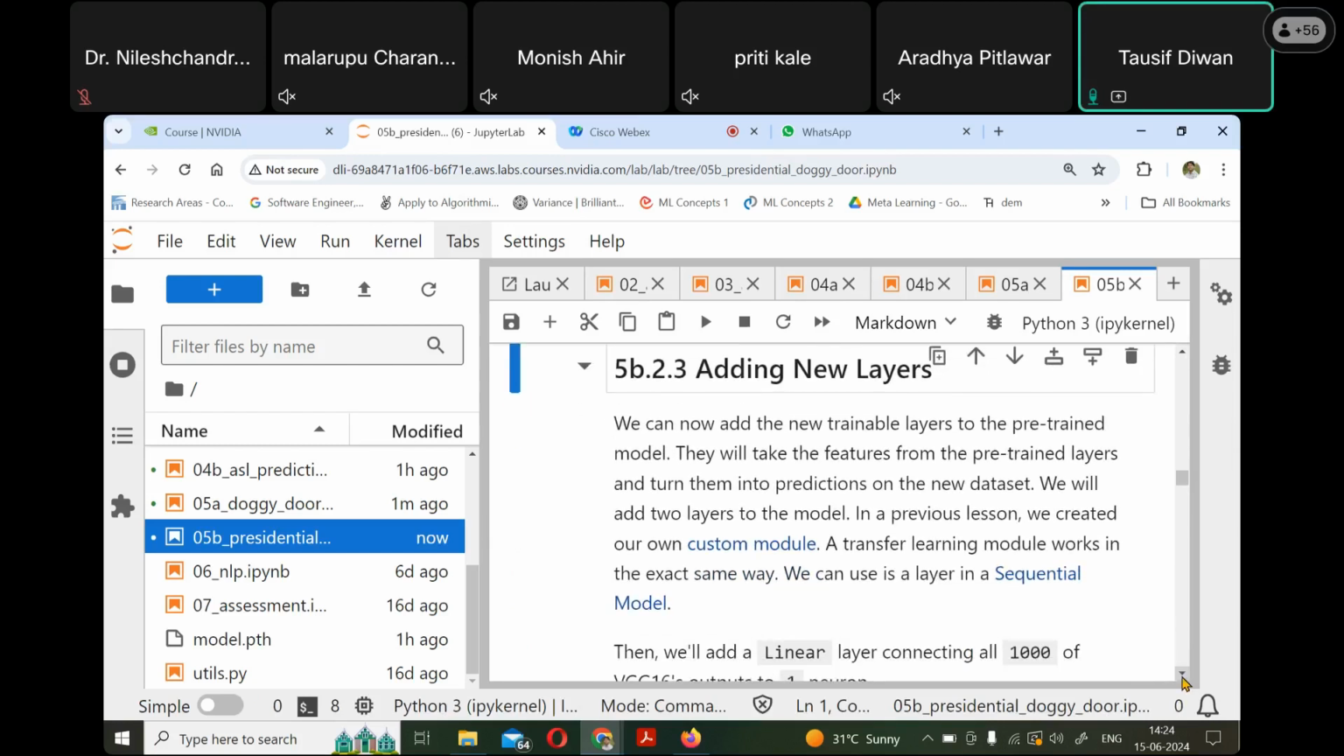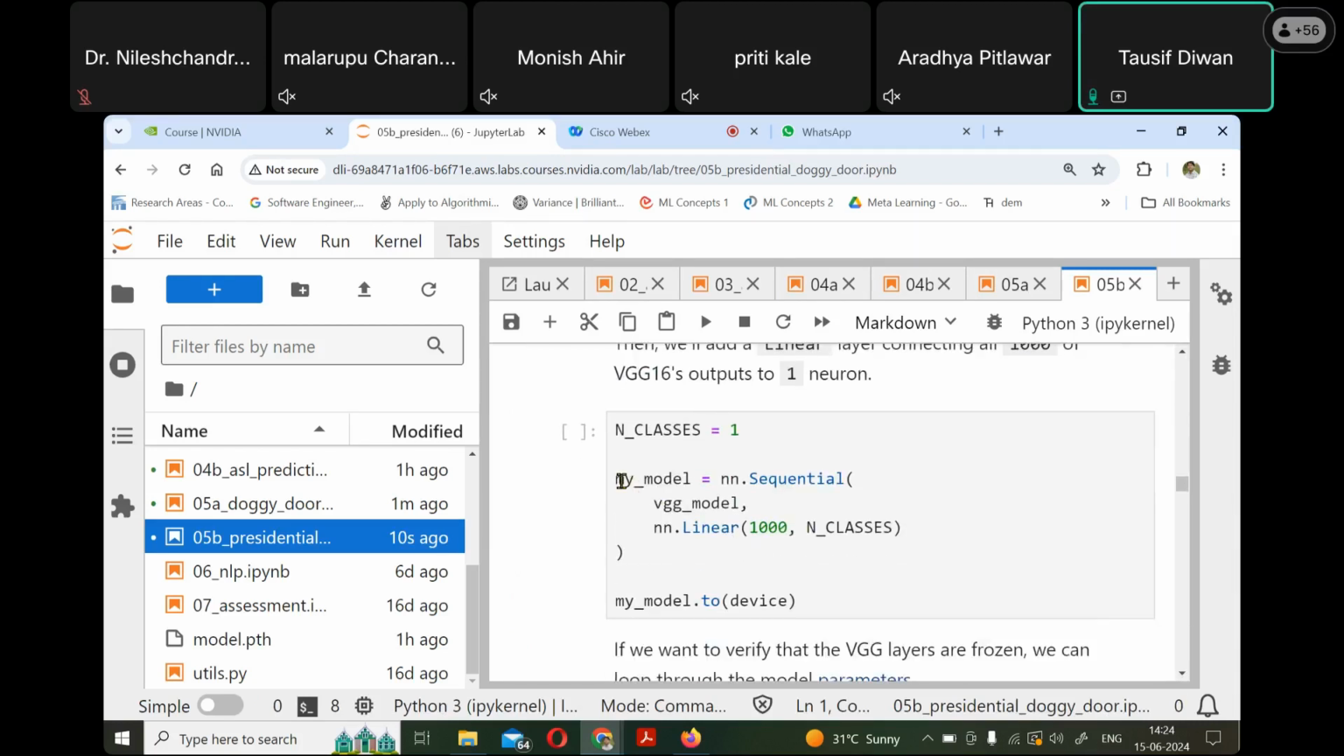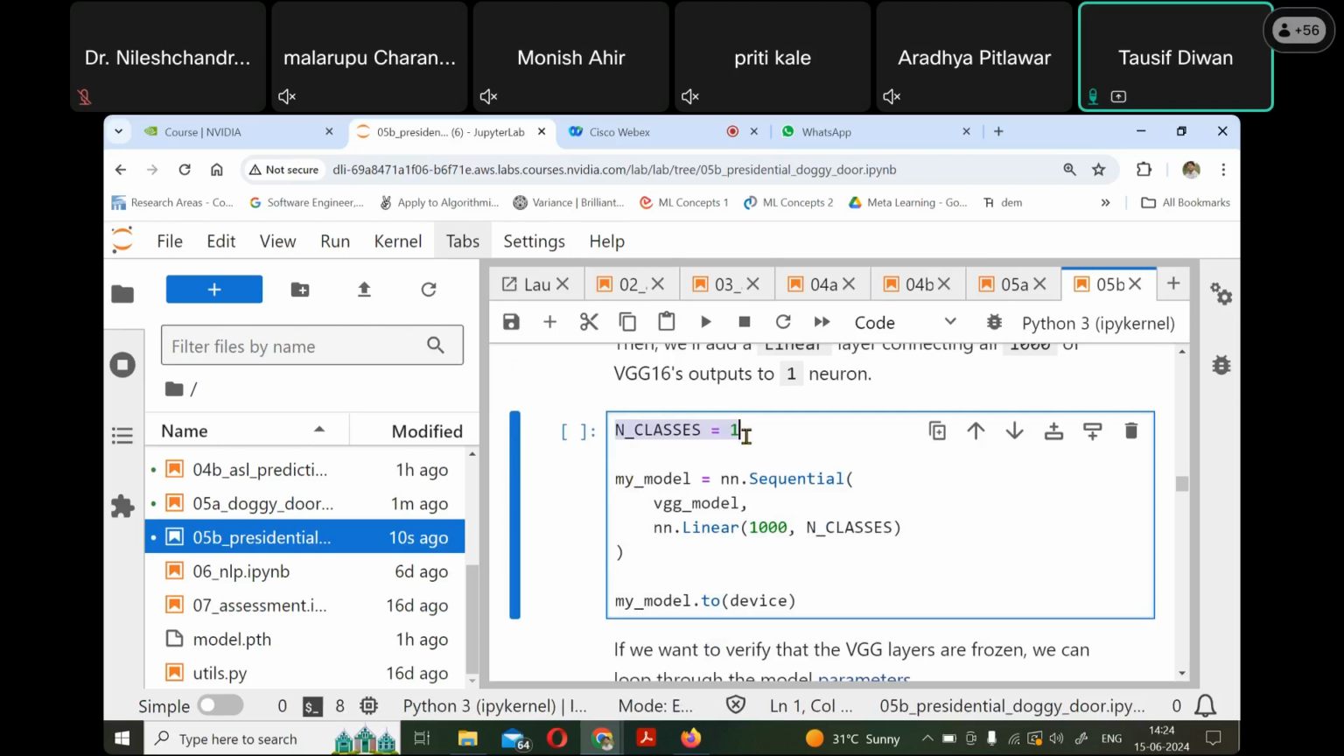Now we are adding another layer. So how can we add one more layer over this? See, this is my number of classes. Number of classes is equal to 1. Model is this sequential model. The first thing in the model is the VGG model.